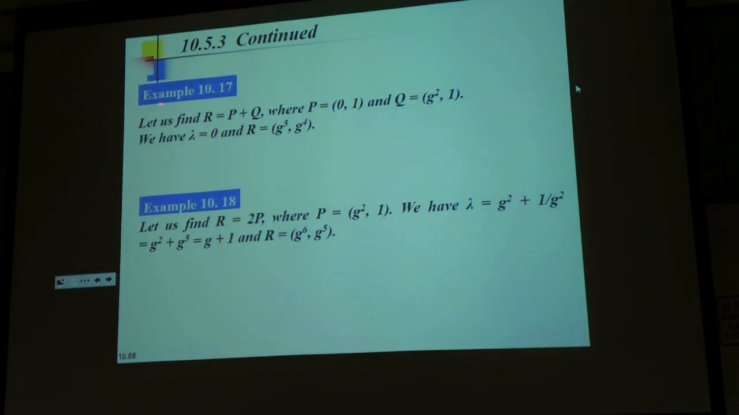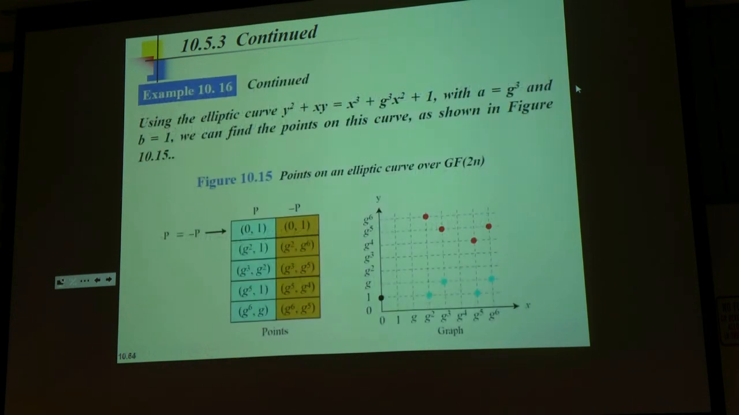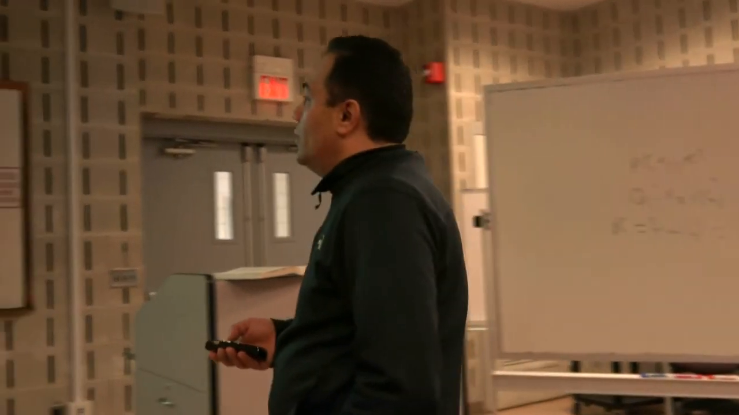Let us find R, which is P plus Q, where P is (0, 1) and Q is (2, 1), and the slope is 0. Where the slope is zero, R will equal (5, 4), which is a point on the curve. So the closure is there.